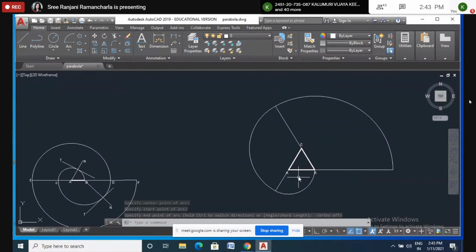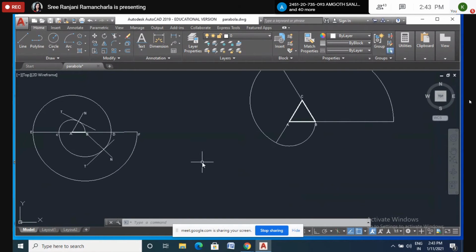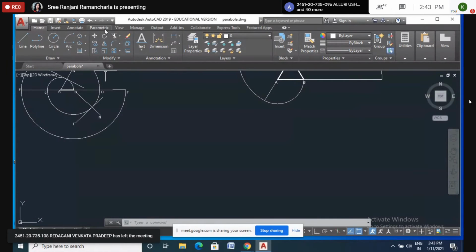Now just imagine, see here, when a string is wound on this circular plate, and we are unwinding that string, the end of the string is here. So the locus of the end point of the string will be in this way. That is the involute. So this is the involute of a line and this is the involute of a triangle. Now you have to draw the involute of a square also. How will you draw it?